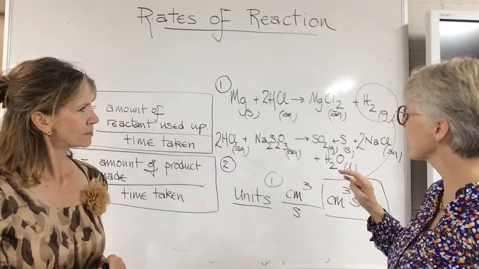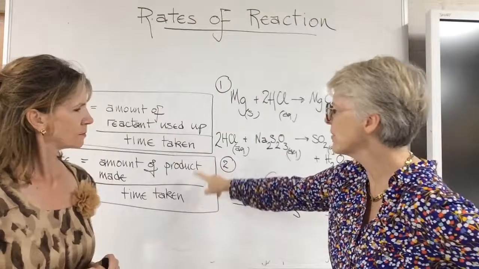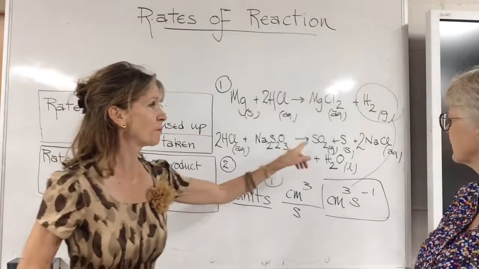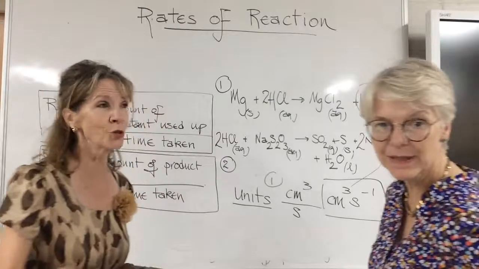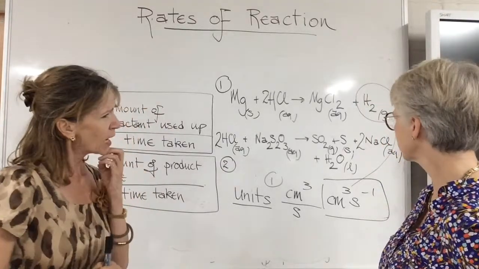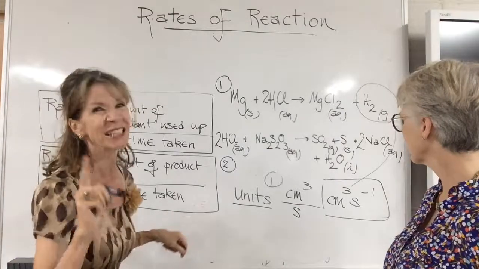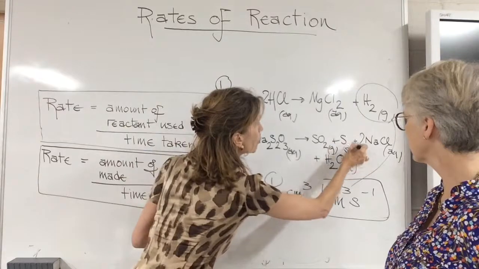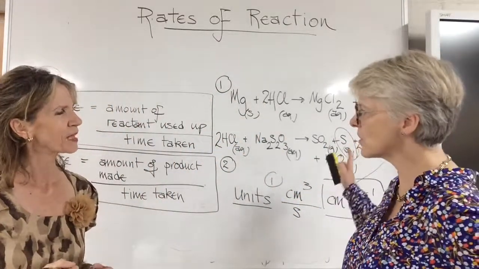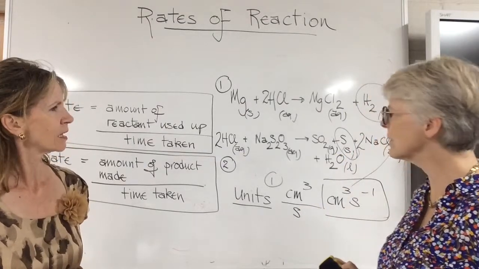And you've got to think which would be the best one to measure for amount of product made per unit time. Well, we could measure the gas produced per unit time. Possibility. Sulfur dioxide is quite soluble. Yeah. So I'm going to go for the sulfur solid. Absolutely right. So you'd measure the solid per unit time. Have you any ideas how you might do that?